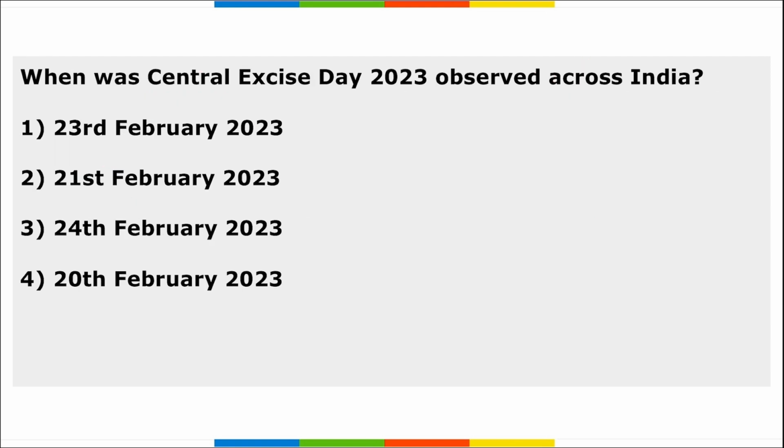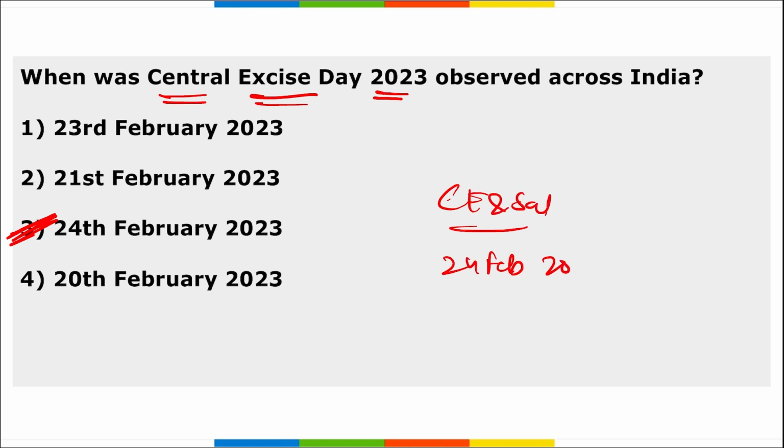Mark this. Next, when was Central Excise Day 2023 observed across India? This was observed on 24th of February 2023. This day also marks the anniversary of the enactment of the Central Excise and Salt Act on 24th of February 1944. All right. Remember, Central Excise Day is observed on 24th of February. The objective of this day is to encourage the CBIC department employees to carry out the duties of Central Excise across India in a better way to prevent corruption.